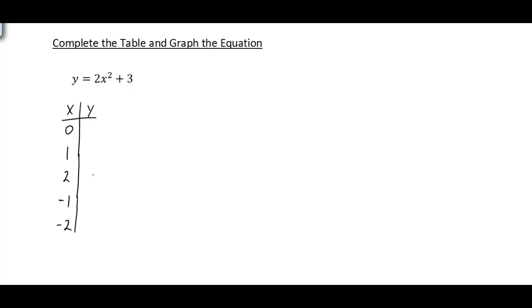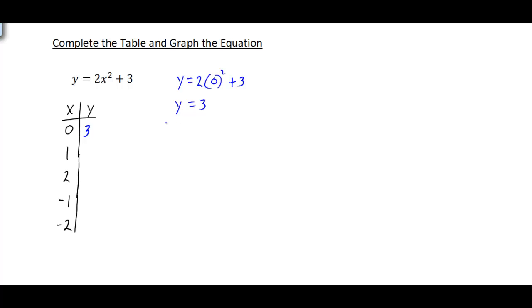So if we complete the given table, they tell us that we have x equal to 0, 1, 2, -1, and -2. So all we have to do is substitute in the x value to find y. So we could simply say y equals 2 times 0 squared plus 3, and we end up with 0 squared is 0, times 2 is 0. 0 plus 3 is 3. So therefore our y value is equal to 3.